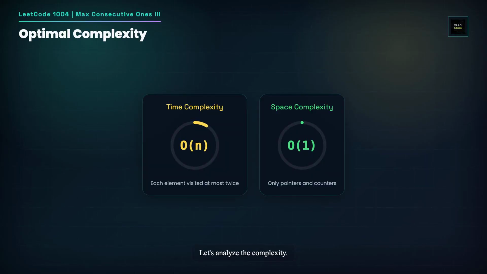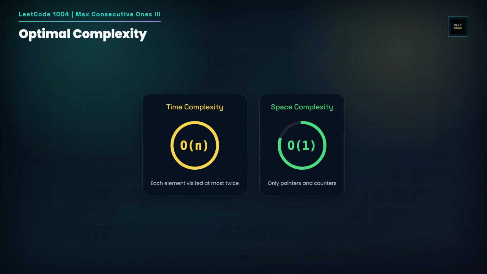Let's analyze the complexity. The right pointer visits every element exactly once. The left pointer also moves forward only once. Neither pointer ever moves backward. That means every element is processed at most twice. So the total time complexity is O of n. Now let's talk about space. We only use a few variables, the 2 pointers, the 0 count, and the maximum length. No extra arrays, no additional data structures. So the space complexity is O of 1.